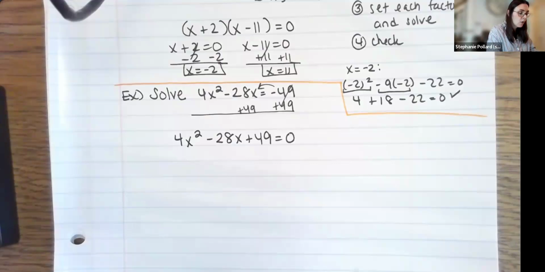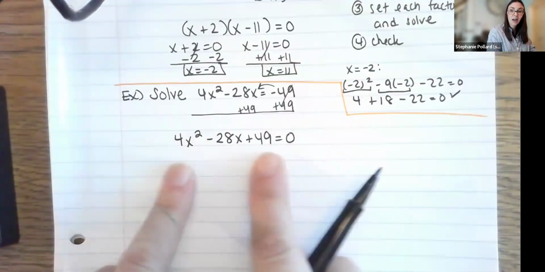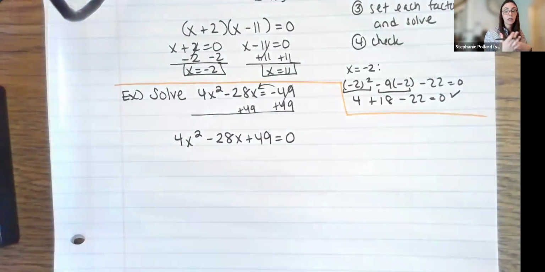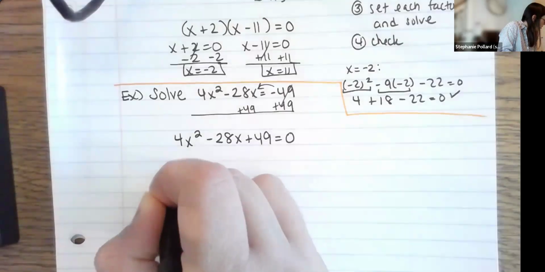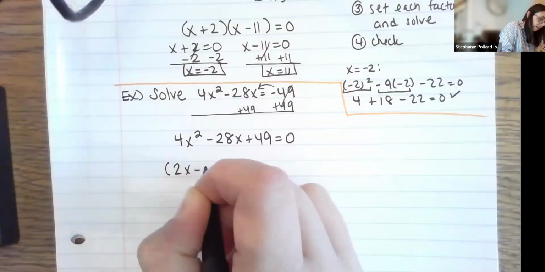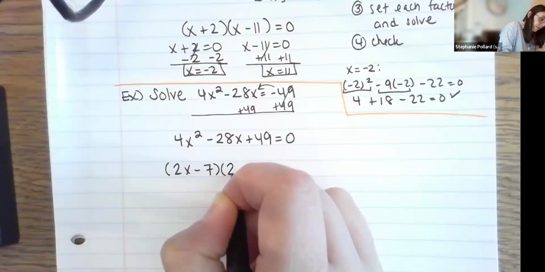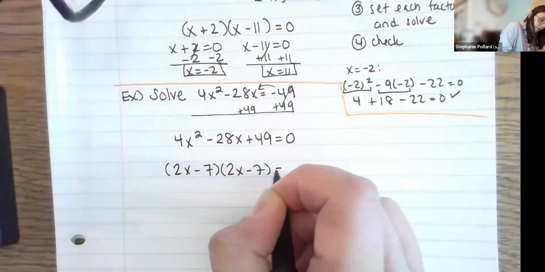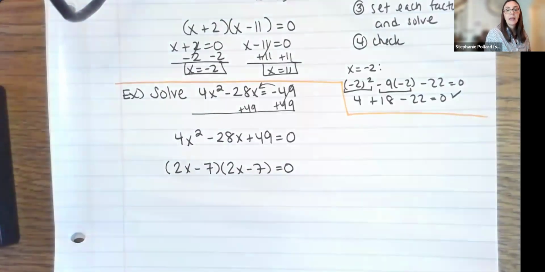I don't see an overall GCF here that I can factor out, so I'm just going to have to either use trial and error, or you can go ahead and use grouping strategy here. So whatever method works for you is perfectly fine with me. And the answer you should get is 2x minus 7, and then 2x minus 7. So you end up getting a perfect square here, so it's a repeat, right?